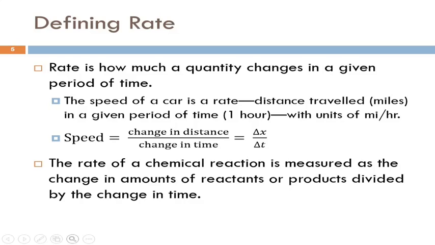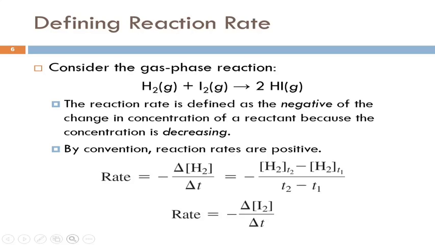We measure the rate of a chemical reaction similarly. We're going to look at the change in the amounts of reactants or products divided by the change in time. So let's look at an example. Here we have a reaction that occurs in the gas phase. We've got hydrogen reacting with iodine and forming hydrogen iodide gas. We're going to define the reaction rate as the negative change in concentration of a reactant, because the reactant concentration is decreasing. So let's look at hydrogen here.